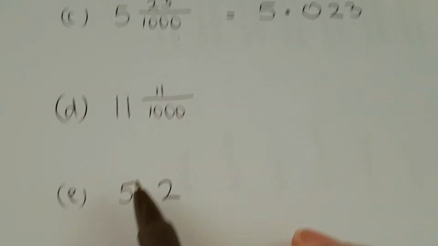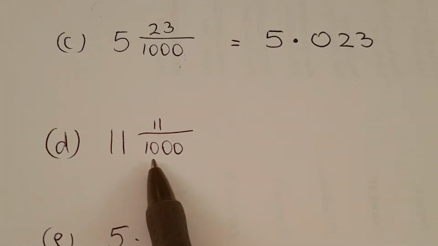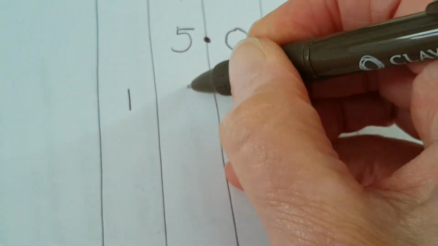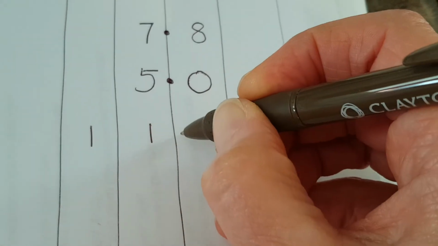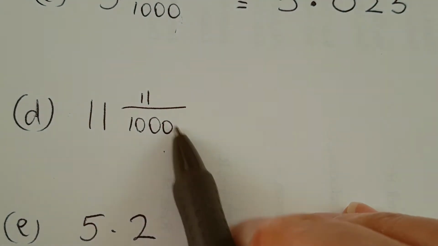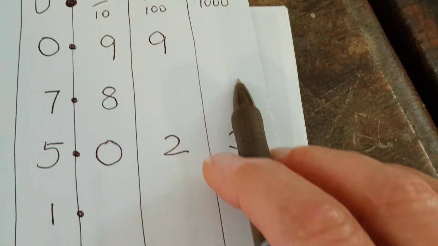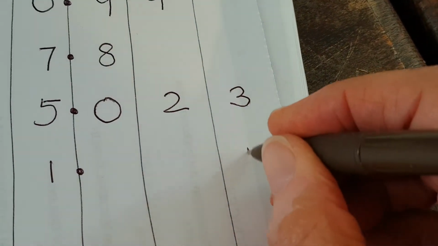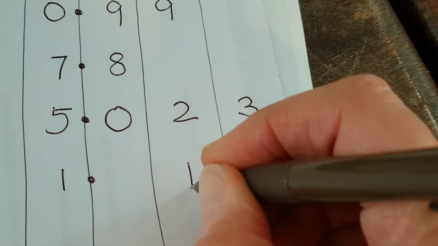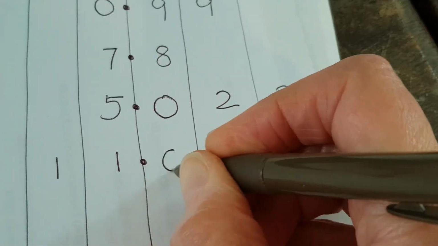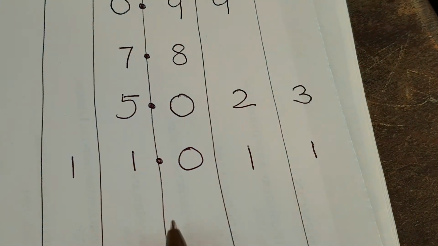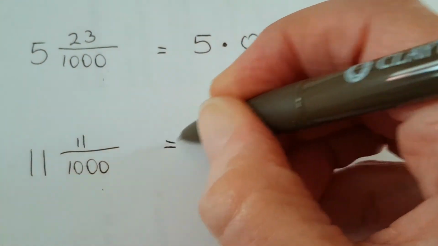And the last, not the last one, no, D, 11 and 11 thousandths. Right, so this time I need my tens and my units. Here's my decimal point. Same again here, I've got 11 over 1,000. So the last number is going over the thousandths. Here's my thousandths. So I need a 1 here. I have another 1. And so this space here, I need a 0 to keep the place. There's my placeholder 0. So 11.011.